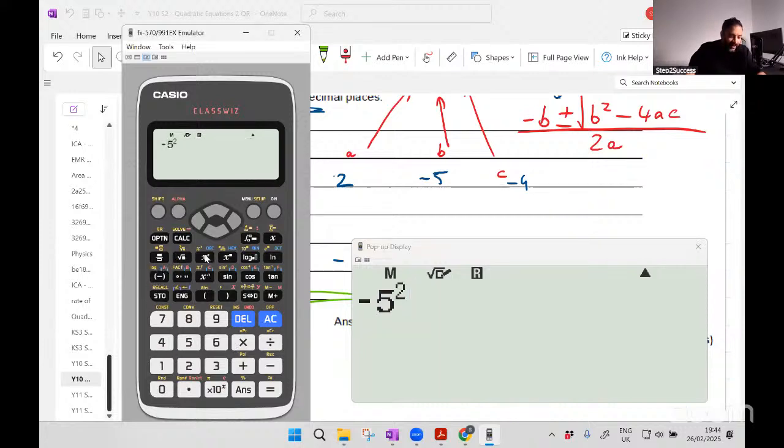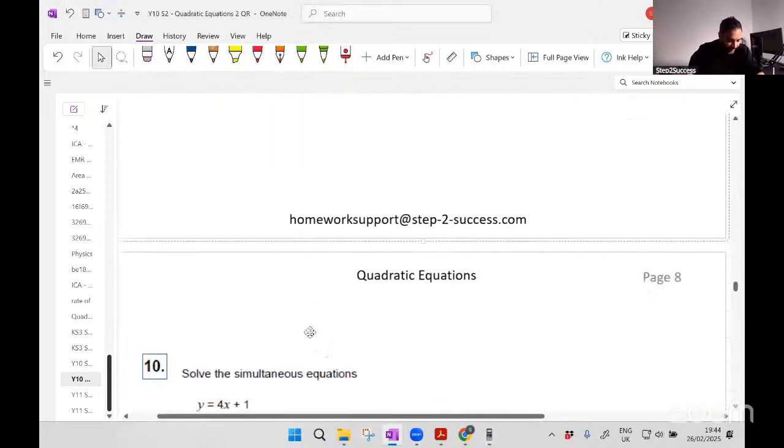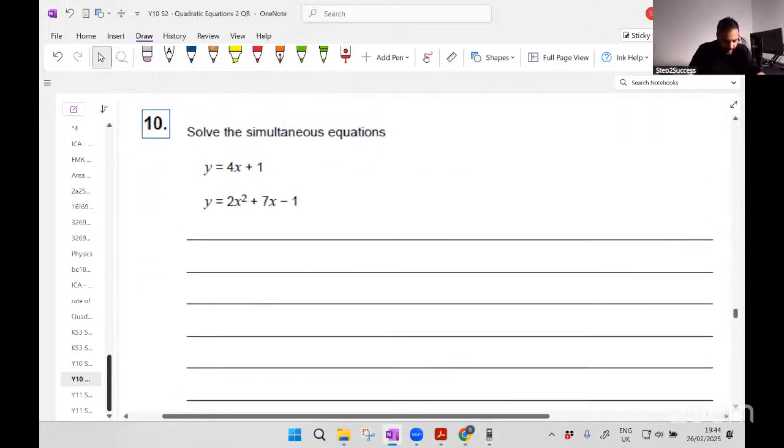We know -5 squared is positive 25, but the calculator will tell you it's -25 because it applies the rules of BIDMAS, where it squares the 5 and then multiplies it by the minus. It does indices before multiplication. So if you are going to square a negative number on your calculator, make sure you put brackets around it. I just put 25 in when I did it. Hopefully that solves the problem.